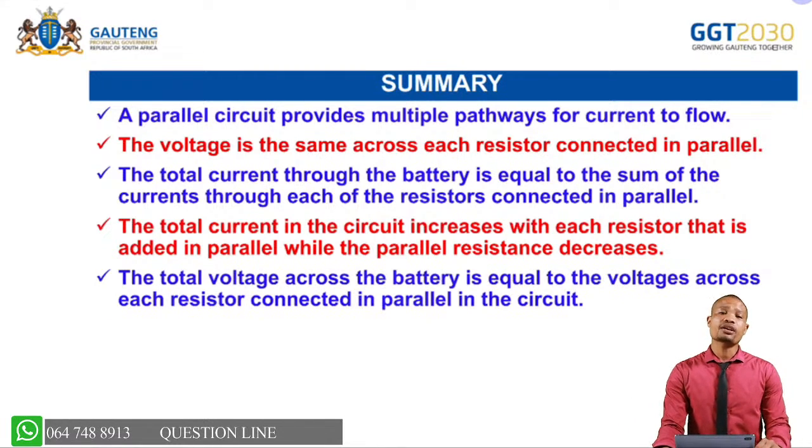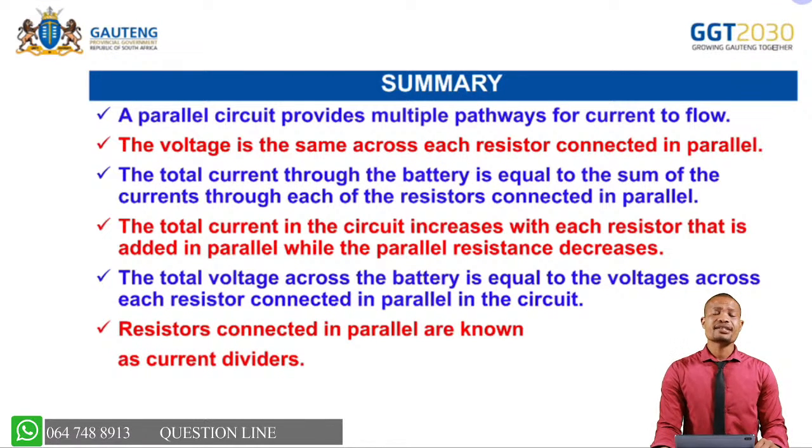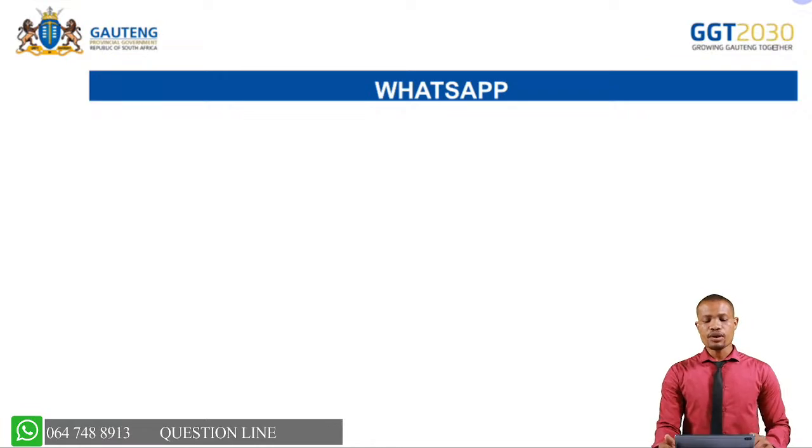The total voltage across the battery is the same as the voltage across each of those resistors that are connected in parallel. And resistors connected in parallel are known as current dividers. That's why we have multiple pathways for current to flow. Resistors in parallel split current and we call them what? Current dividers. So now let's quickly go through your WhatsApp questions.